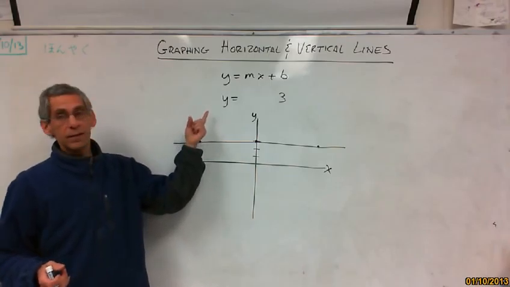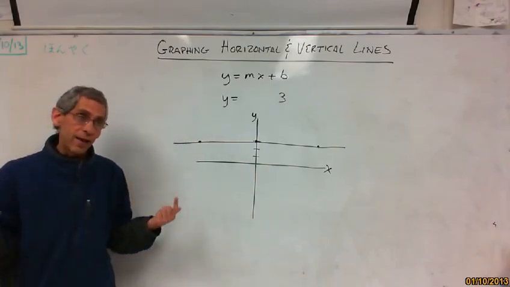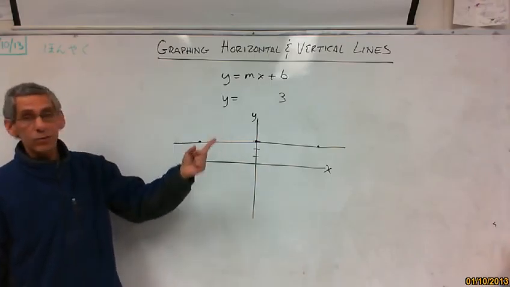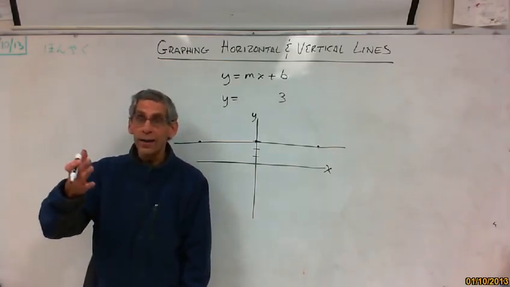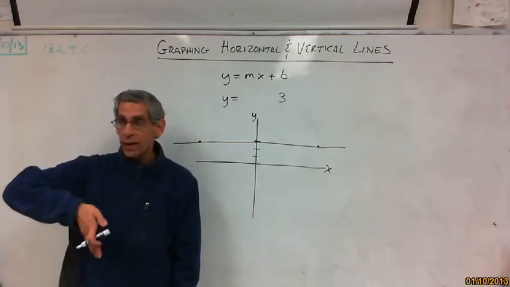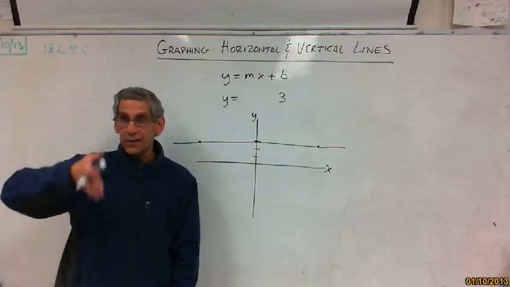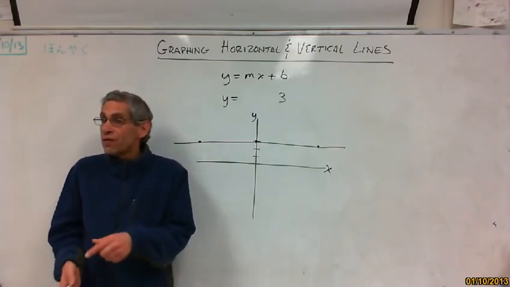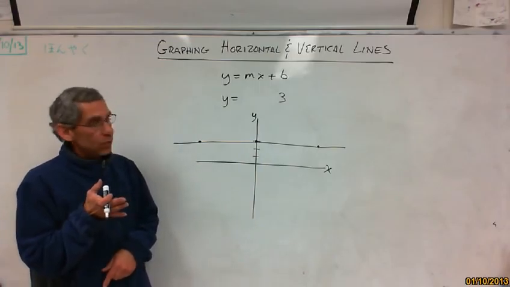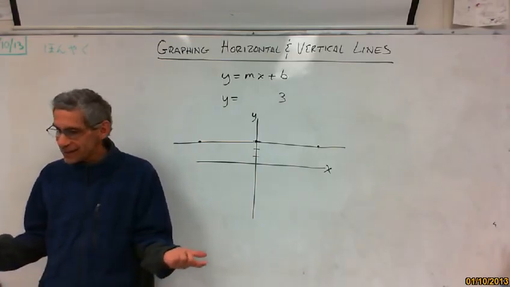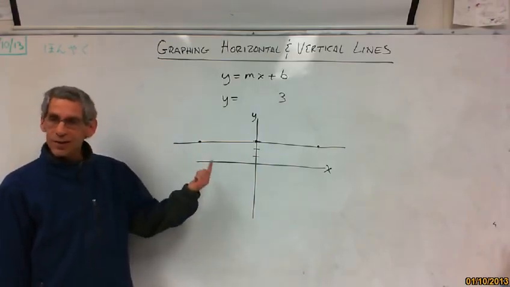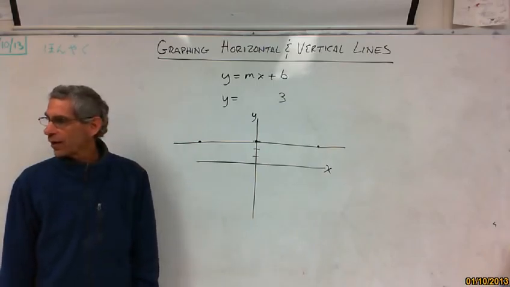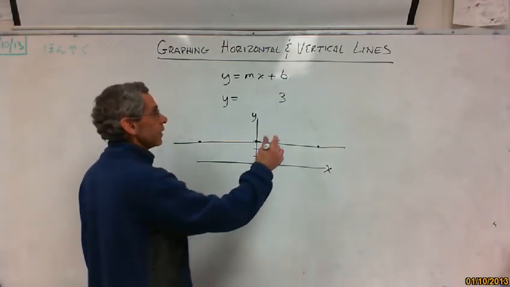Now, as a kid, and even as a math teacher, when I see y equals 3, my brain thinks y, vertical. Y is the vertical axis, so y equals 3 obviously is going to be a vertical line. No, it isn't. It's a horizontal line. And that means that x is a vertical line?